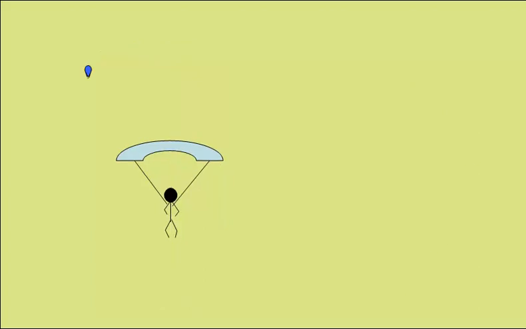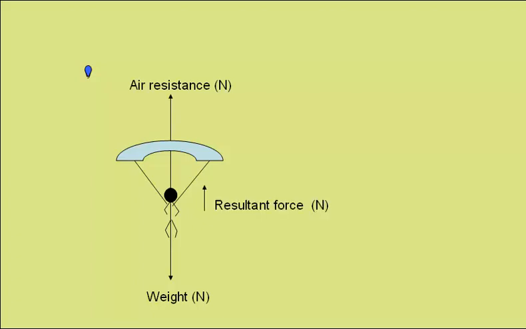A short time after opening the parachute, the speed has now reduced. The weight will not have changed, but the air resistance will have reduced due to the lower downward speed. This will lead to a smaller upwards resultant force, and so the parachutist will decelerate less rapidly.